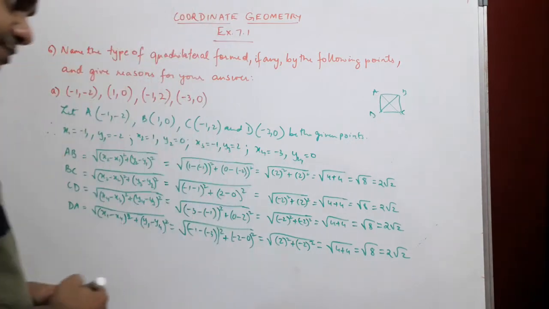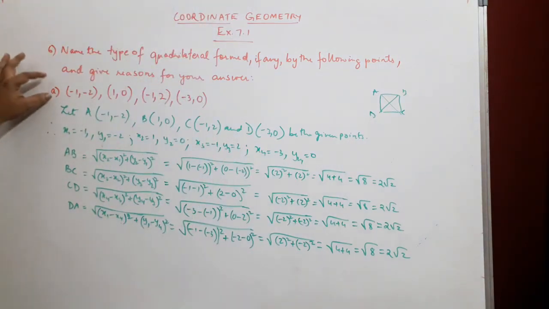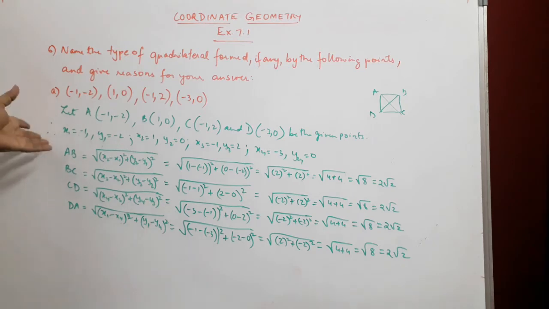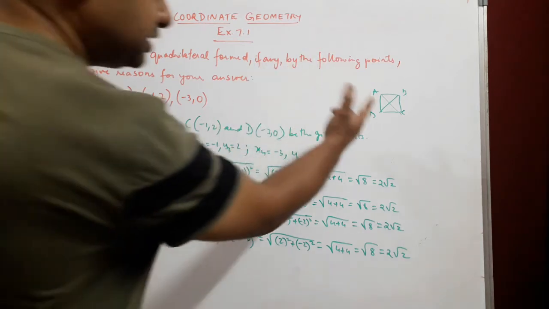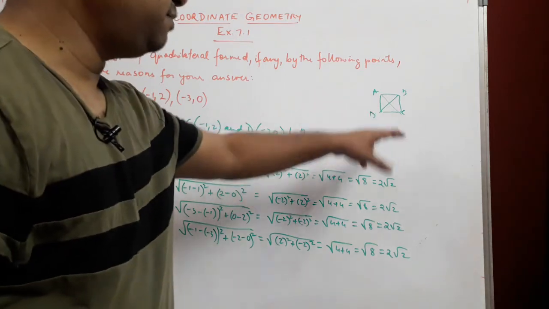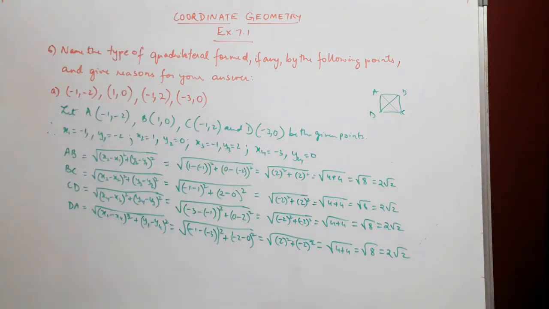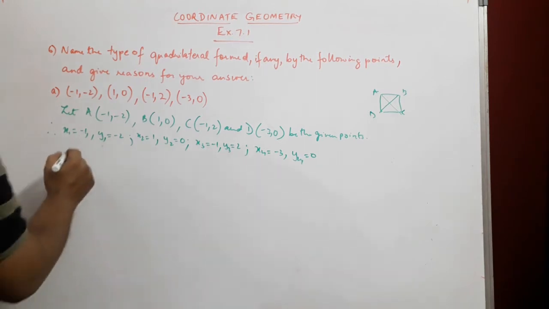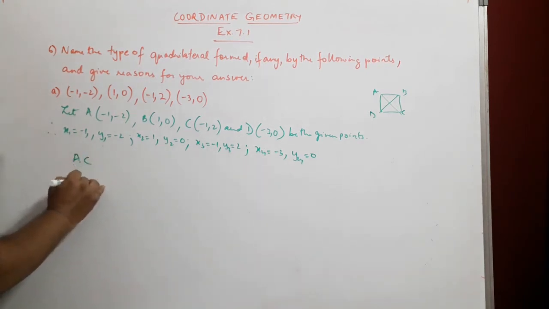If AC is equal to BD, then these points are part of a square. But if the diagonals are not equal to each other, then these points are part of a rhombus, where all sides are equal but diagonals are not equal. So now let's check what is AC and BD, to see whether AC is equal to BD.